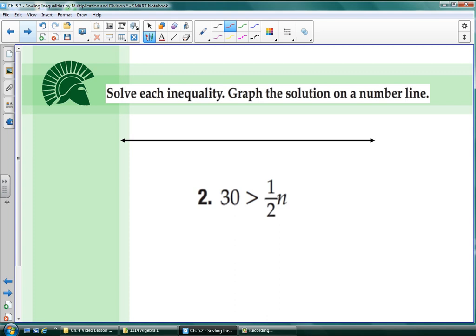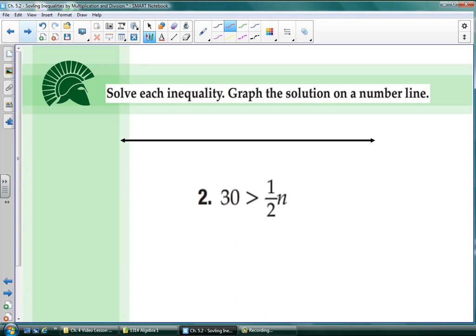So now we're just using our skills. Before we were trying to interpret the word problem, now we're using our skills to solve this. So solve each inequality, graph the solution on the number line. A tip, when we have fractions, it's easier to do multiplication. And when you have whole numbers or integers, it's usually easier to do division.